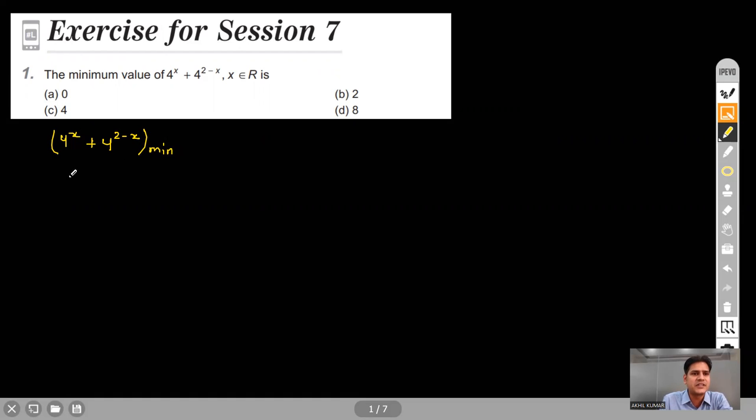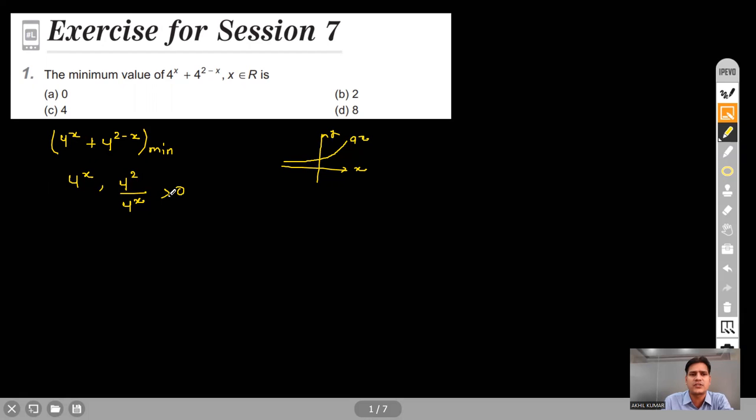So let's consider two numbers: 4 raised to power x and 4 square upon 4 to the power x. Now we know that a to the power x, for x belonging to any real number, always gives a positive value. This is our graph of a raised to power x, this is our y coordinate, this is our x coordinate. So a raised to power x always yields a positive value for all real values of x. So these two numbers are positive. So 4 raised to power x and 4 square upon 4 raised to power x are always positive.